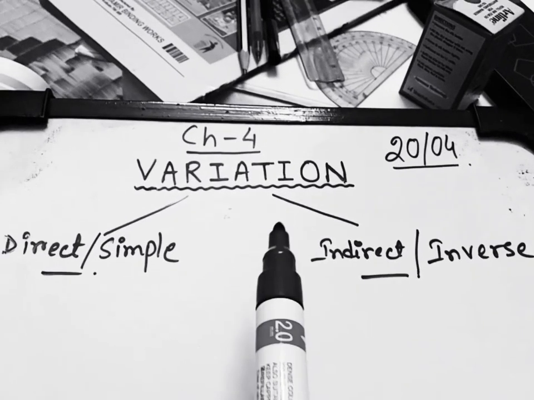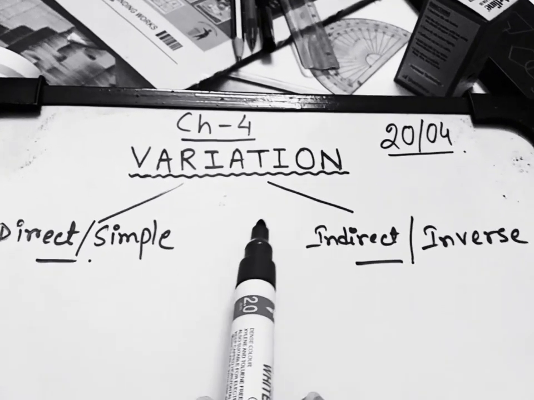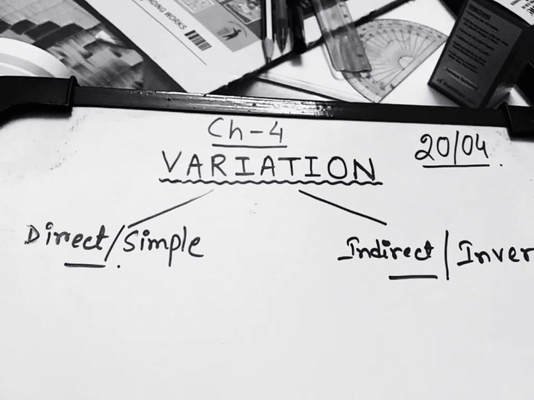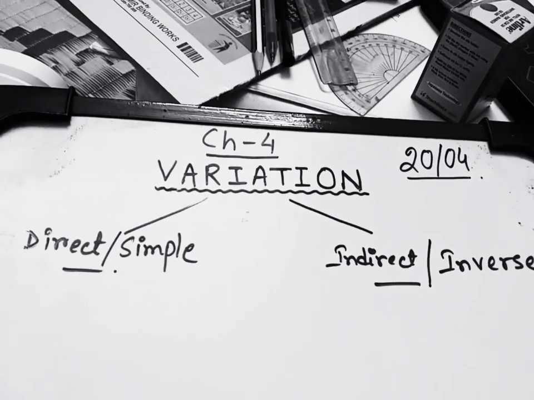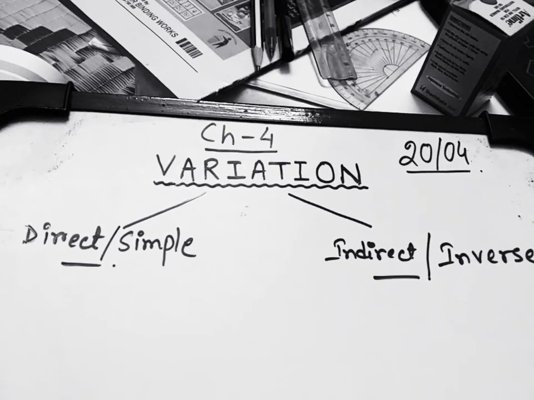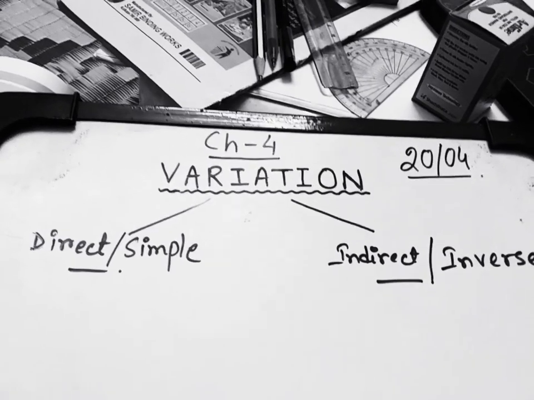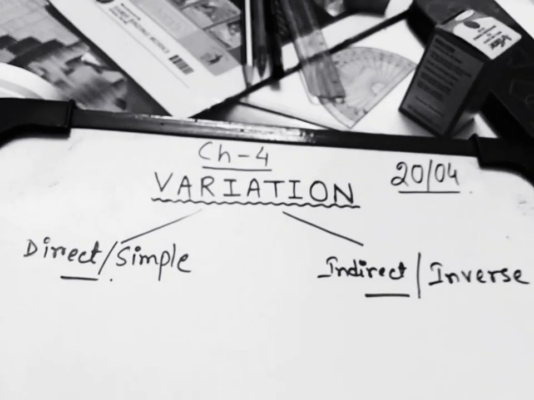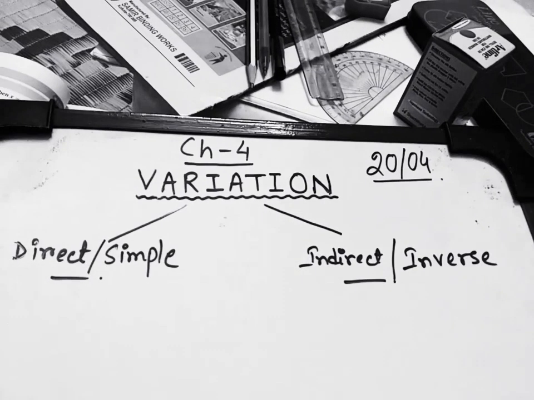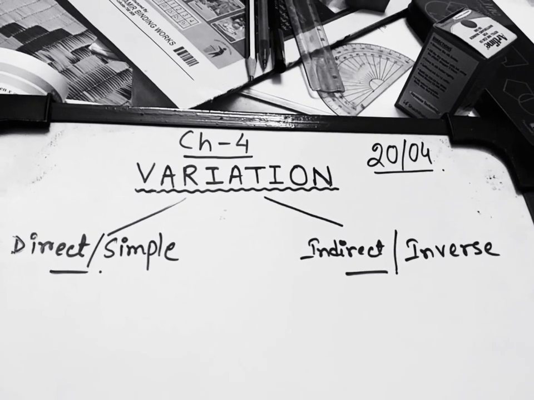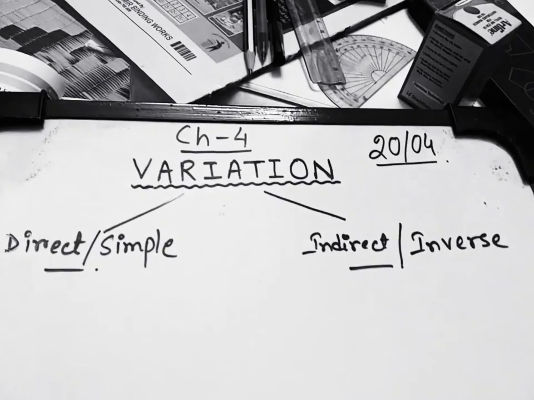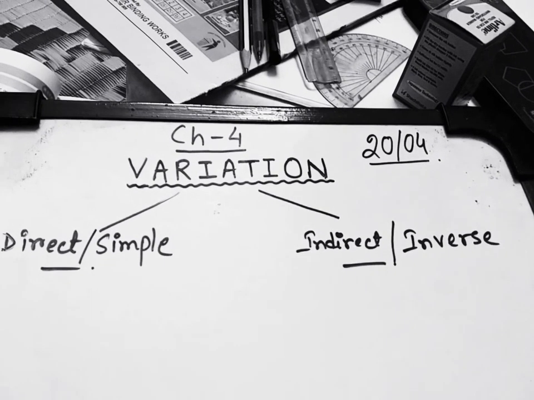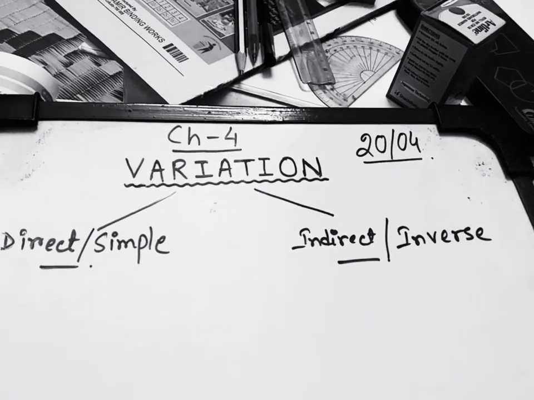Today we will start chapter 4, variation. First of all, we have to understand what variation is. Variation can be of two types: one is direct or simple, and another one is indirect or inverse. Direct or simple means whenever we do a variation, it is always based on at least two things. One thing changes depending on the other thing.